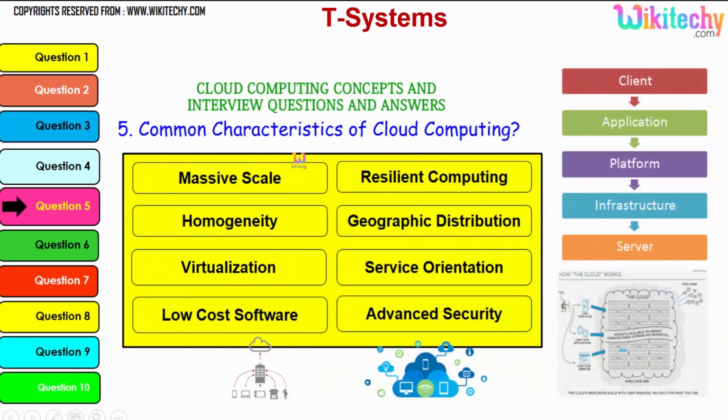Let's talk about the common characteristics of cloud computing. So these are very important characteristics. A massive scale. How big you want, I can give it to you. Homogeneity. Virtualization. You are able to create a VM machine and use it. Low cost software. It becomes really cheaper. Resilient computing. So whatever processing is done, it's done remotely and you don't have any disturbances. Geographic distribution. The data and computing process is geographically distributed. Service orientation. So it's based purely on service orientation and you got advanced security. That's an important one.